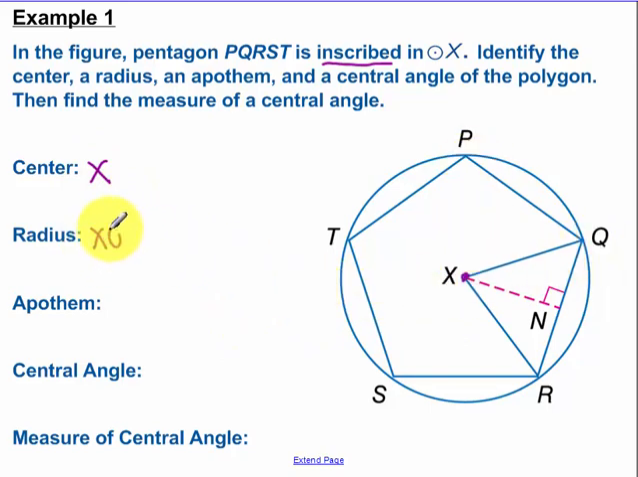So we have XQ drawn in and we have XR drawn in. So either one of those would work. Yeah, technically XP, XT, XS, I would technically accept those too. Remember, your apothem is from the center perpendicular to a side of our polygon. So in this case, that's segment XN. The central angle, with the angle symbol in front, is from a vertex to the center to another adjacent vertex. So angle RXQ.